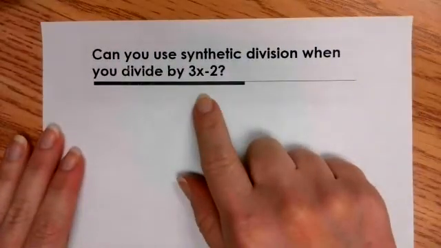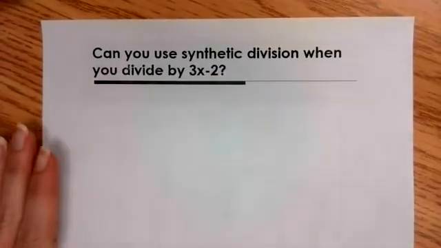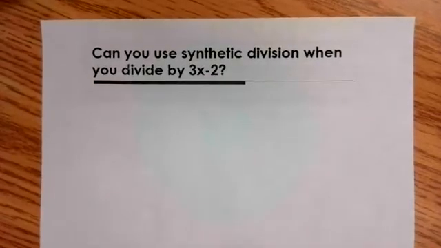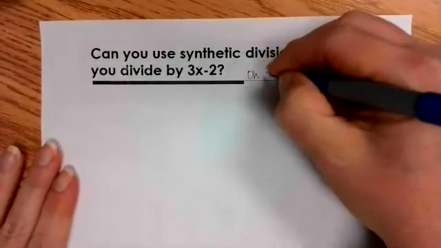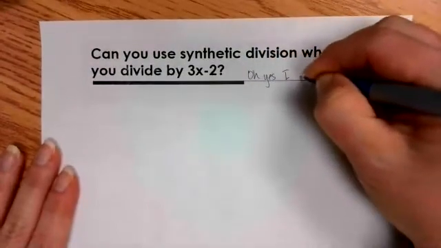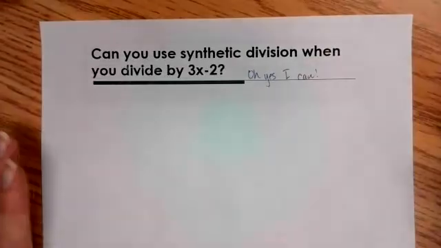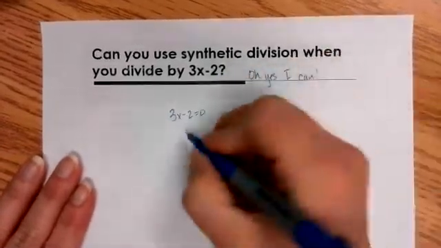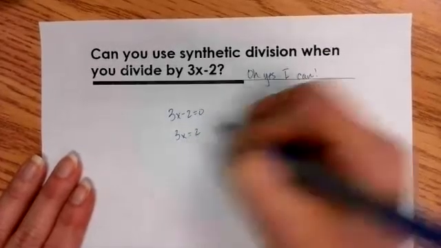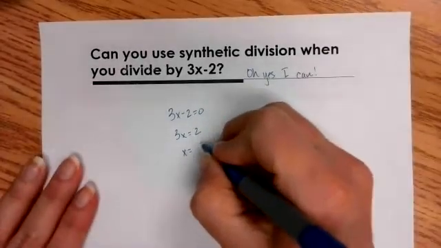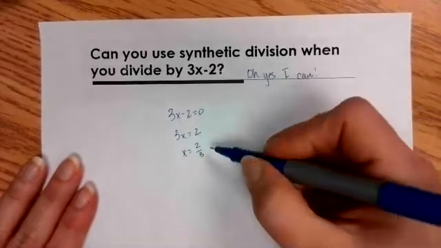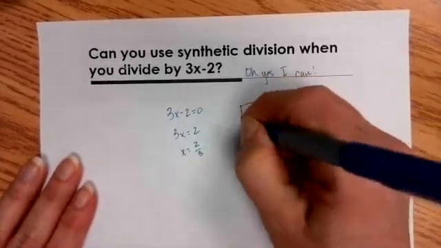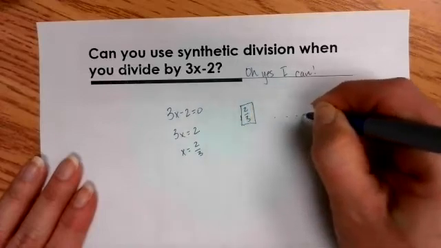Okay, so what if we have something like 3x minus 2? Can you use synthetic division with something like 3x minus 2? And the answer is yes. So I just need to set it equal to 0. So if 3x minus 2 equals 0, I can add 2 to both sides. So 3x equals 2, and then I can divide both sides by 3. So 2/3 is the x value that I'm looking for. So in my box, I'll have 2/3, and I'll have my numbers here.